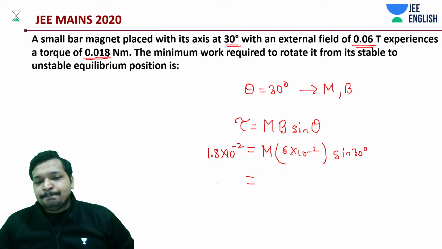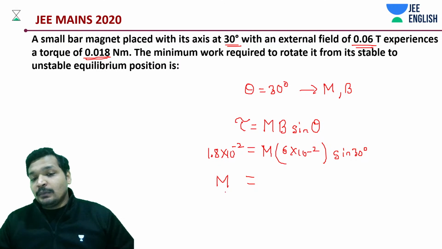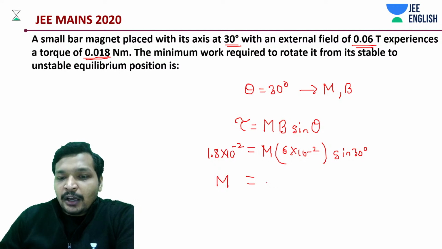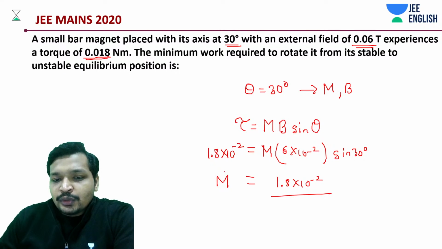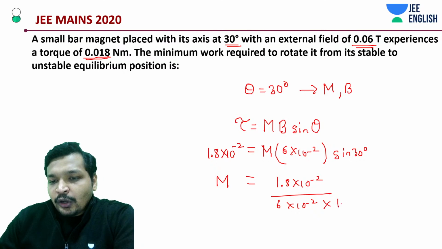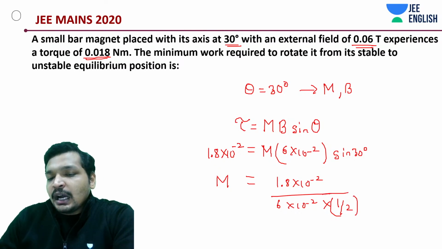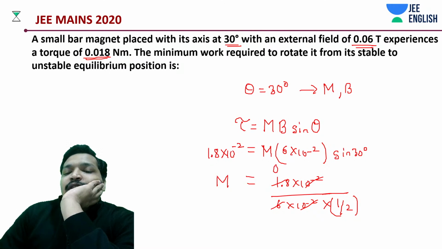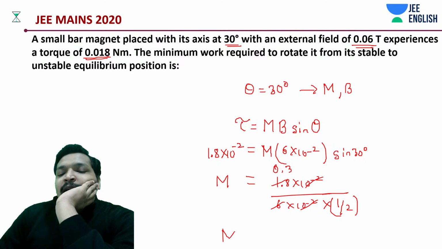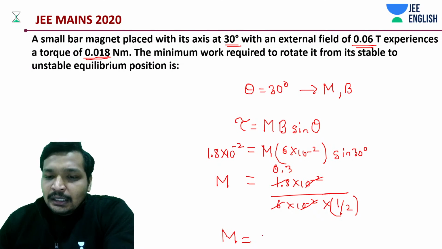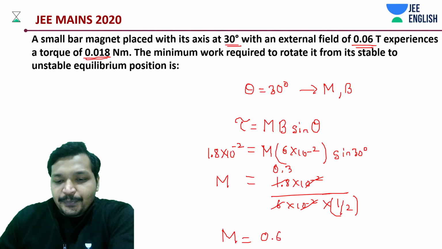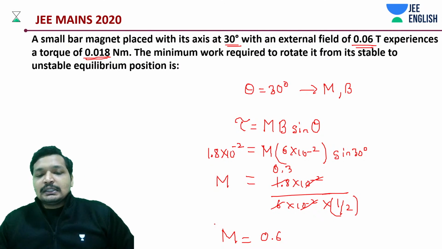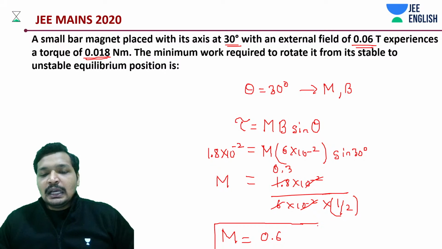Okay, then the magnetic moment of that magnet is going to be how much? 1.8 into 10 to the power minus 2 divided by 6 into 10 to the power minus 2, into sine 30 degrees, which is nothing but half. This comes out to be 0.3, and the magnetic moment comes out to be something like 0.6. Okay, is that correct? Yes. Ampere meter square.